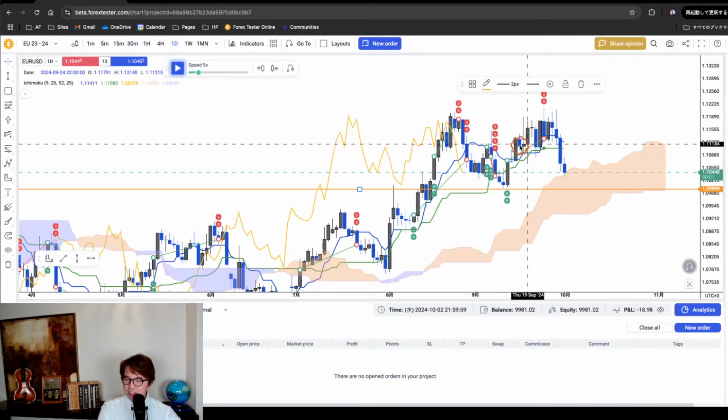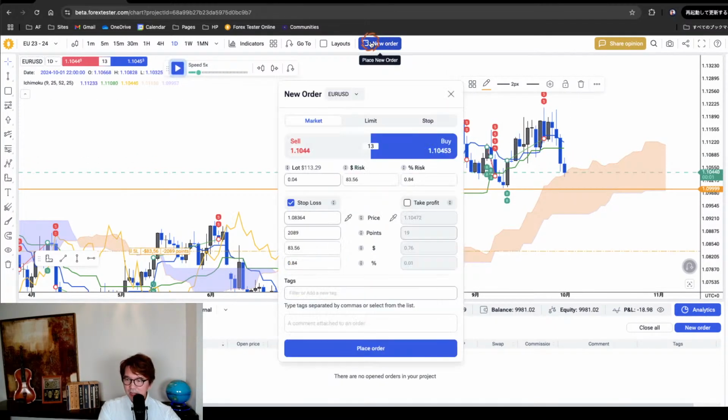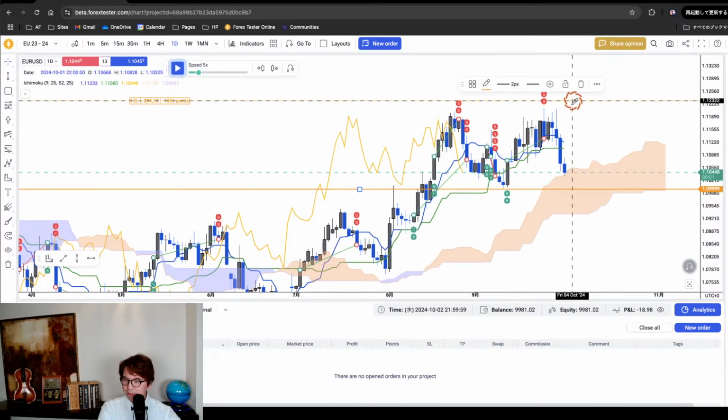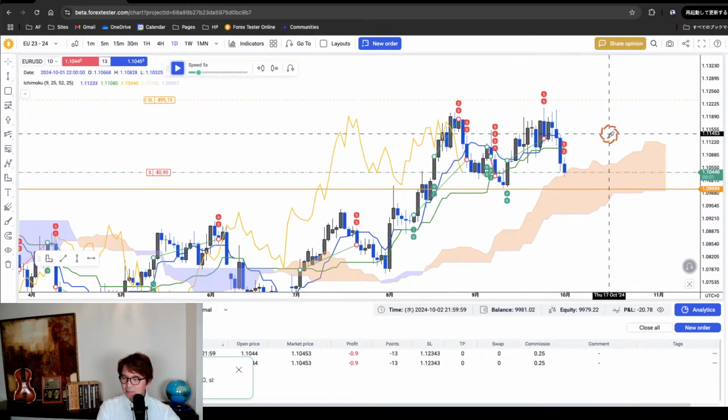So since I see the potential breakout of the neckline, the Chikou span below candles, let me order sell from here. Sell, but still a bit risky, so let me risk 1% times 2 for now and put the stop loss above the double top. Place order, and let me do this twice. Okay, so let's see how this one goes.